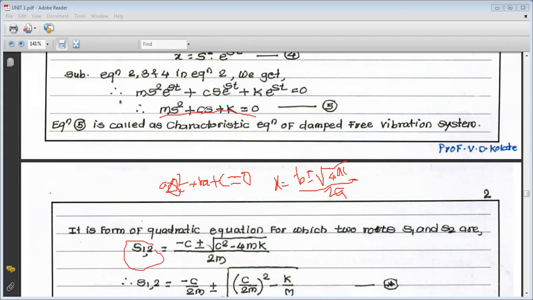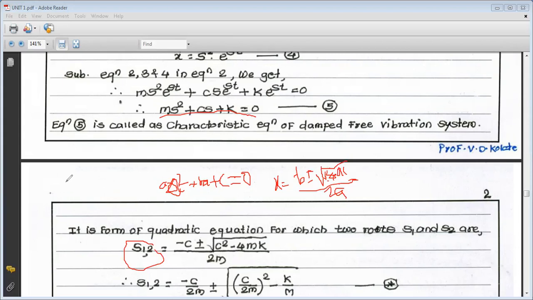The value of b is c. So it is minus c plus or minus square root of... what is the value of b? It is c. That is c square minus what is the value of 4ac? It is b square minus 4ac. So what is the value of 4ac? 4, a is m and c is k. So c square minus 4mk divided by what is the value of twice a? It is 2m.